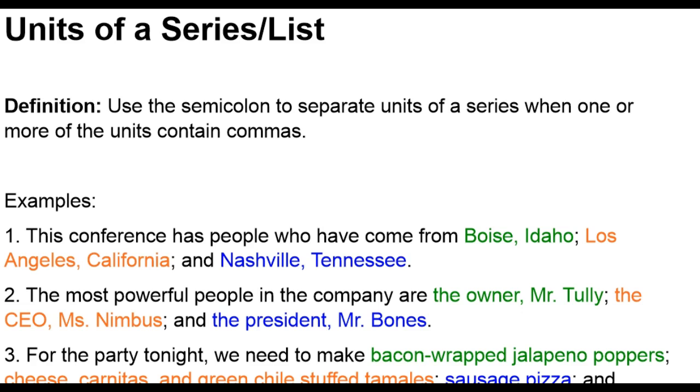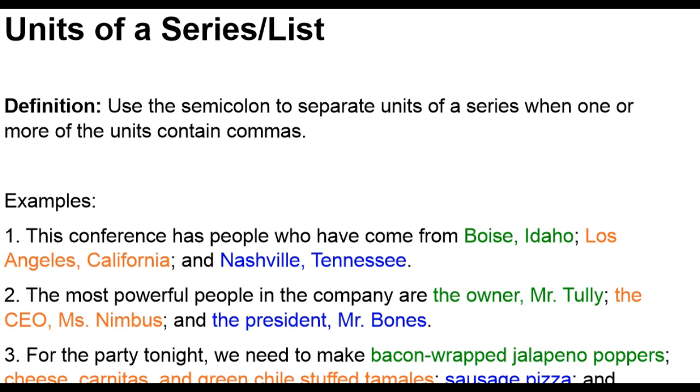Okay, so this is one of those rules that I was talking about, where you're separating segments of a sentence instead of having two complete sentences and having to separate those. You're separating segments of a sentence here. That's why it's called the units of a series or list rule, because you have units or segments that you have to actually separate.